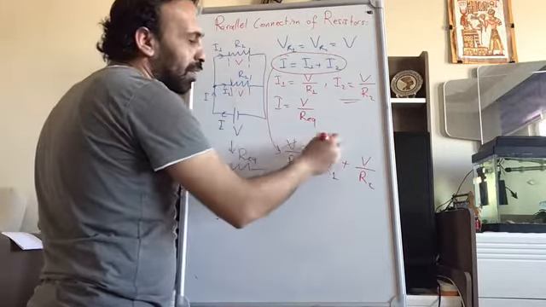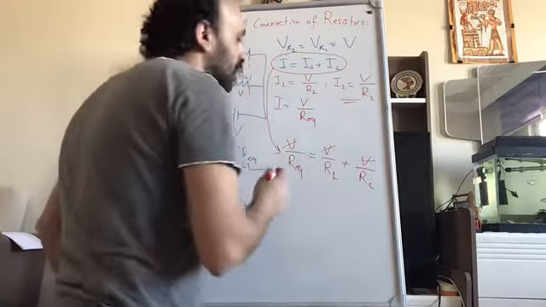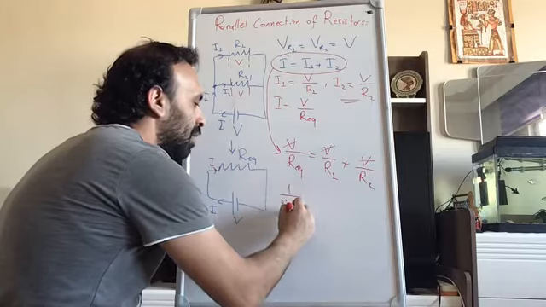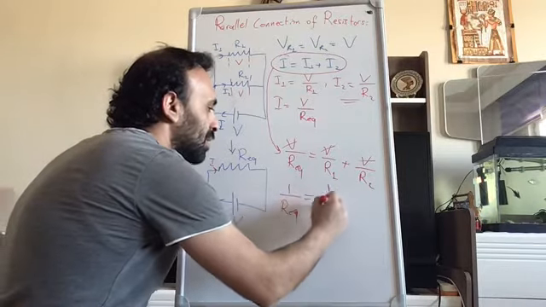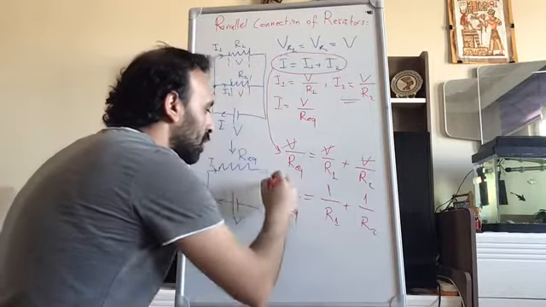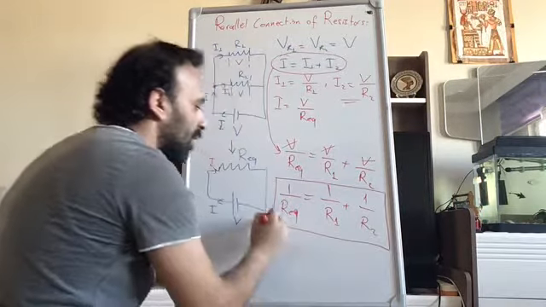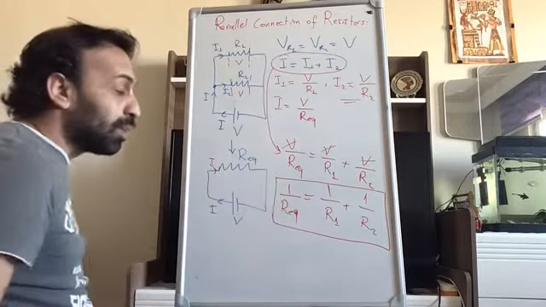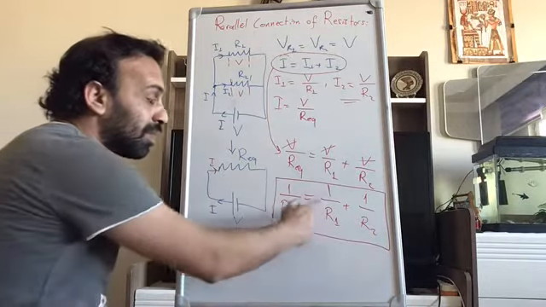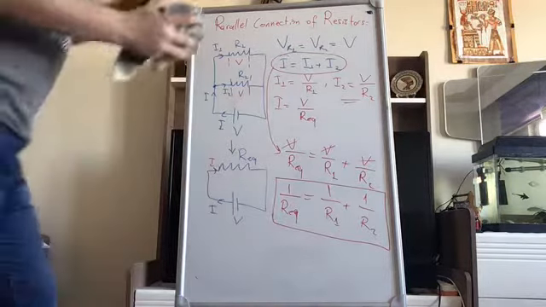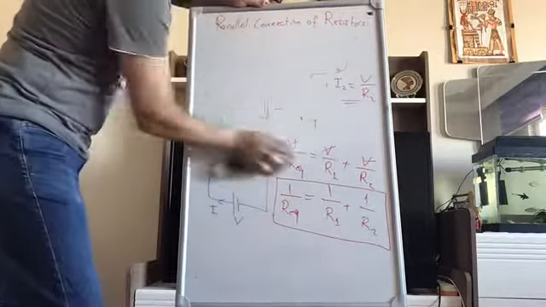If I cancel the electric potential from all terms, then in parallel connection we can find 1 over R equivalent as the summation of 1 over R1 and 1 over R2. So in the case of parallel connection, you can calculate the inverse of the equivalent resistance as a summation of the inverse of R1 and inverse of R2. So let's summarize and generalize.